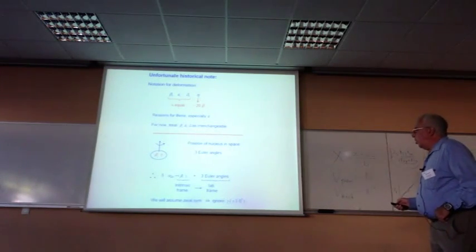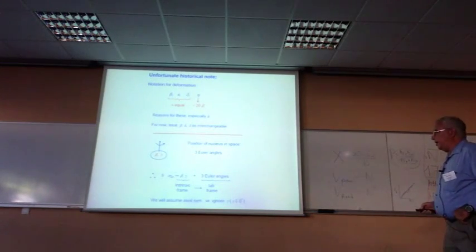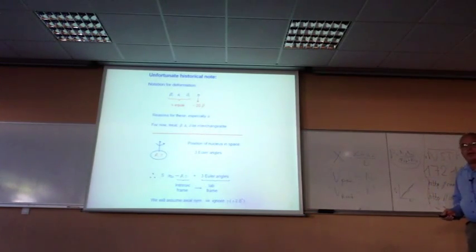Okay, so for a nucleus we have 2 shape parameters, beta and gamma. We're going to ignore gamma today. Beta is the quadrupole deformation, and you have the 3 Euler angles, which tell you the orientation of this nucleus in space. As I said, we're going to assume that the nucleus is axially symmetric.